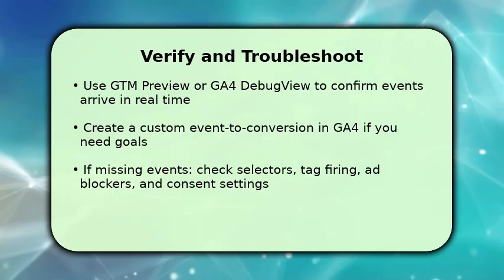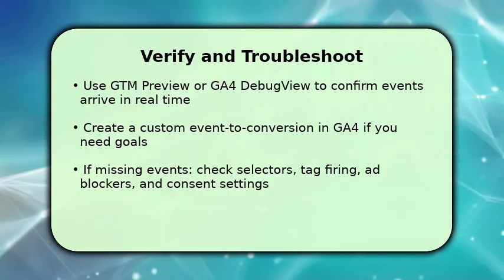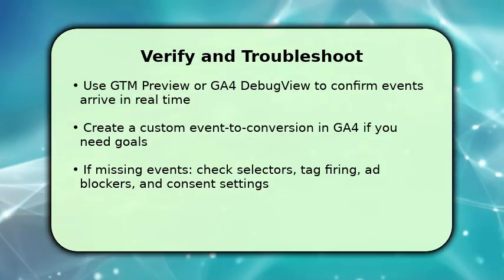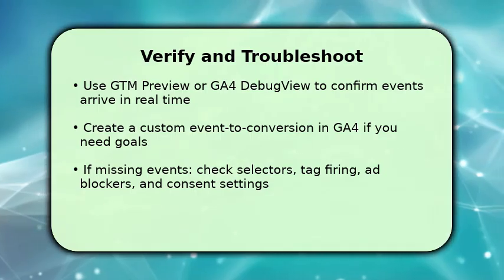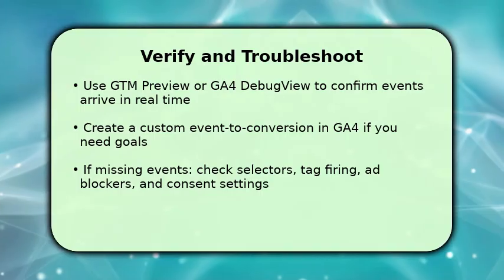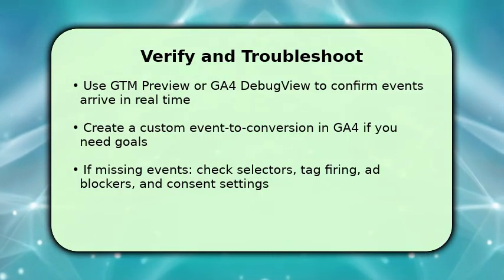If events don't appear, first check your CSS selector and that the tag actually fires. Then inspect ad blockers, consent banners, or tag sequencing issues that can block calls. If problems persist, add console logs to the click handler and retest. This reveals race conditions or JS errors preventing the event.